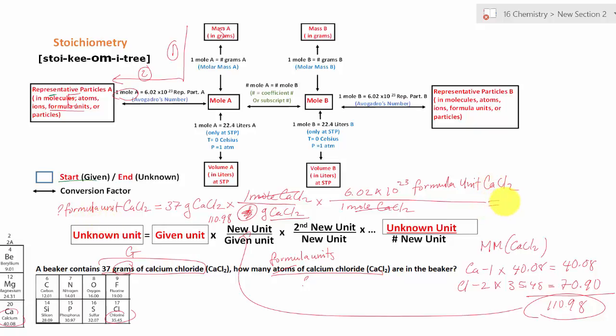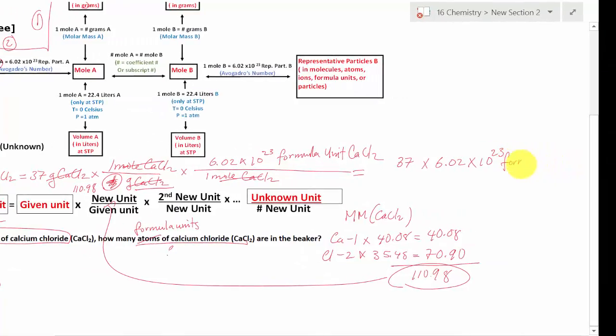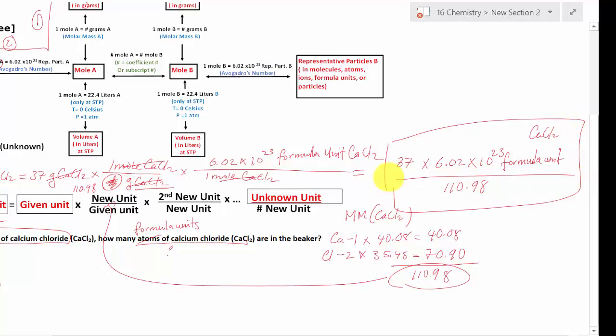Now let's simplify everything to get our final answer. The grams of calcium chloride canceled out a long time ago. So multiply everything on top. We have 37 times 1, so we can ignore that, times 6.02 times 10 to the 23rd formula units of CaCl2. And then divide everything on the bottom, which is no longer just a generic number sign, but is 110.98. And that is our final answer.